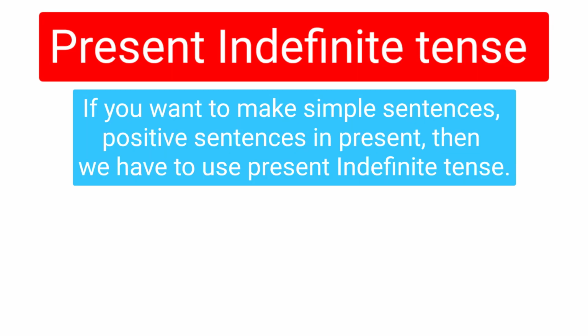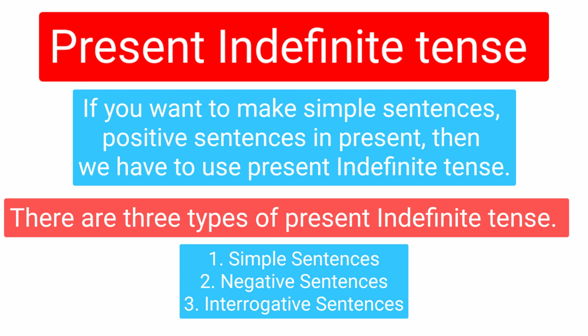Firstly, you should know what present indefinite tense is. What is the definition of present indefinite tense? Present indefinite tense is used if you want to make a simple, positive sentence in the present. There are three types of present indefinite tense: simple sentence, negative sentence, and interrogative sentence.